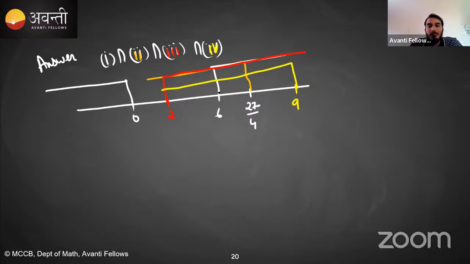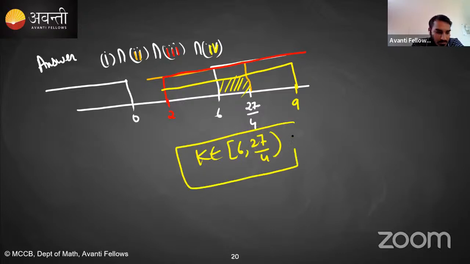Right? So tell me, what is the common part? The common part is nothing but this one. Yes or no? So k belonging to 6 to 27 by 4. This is your answer.